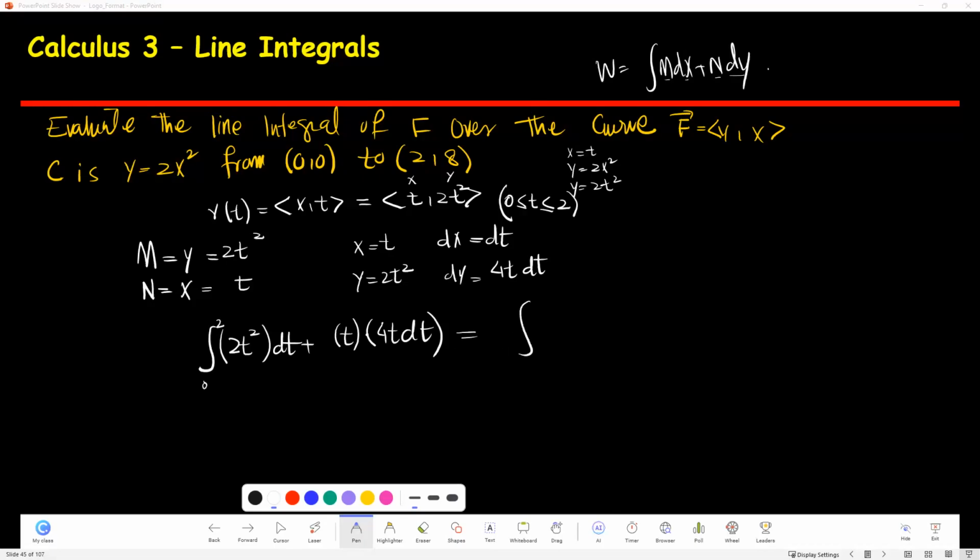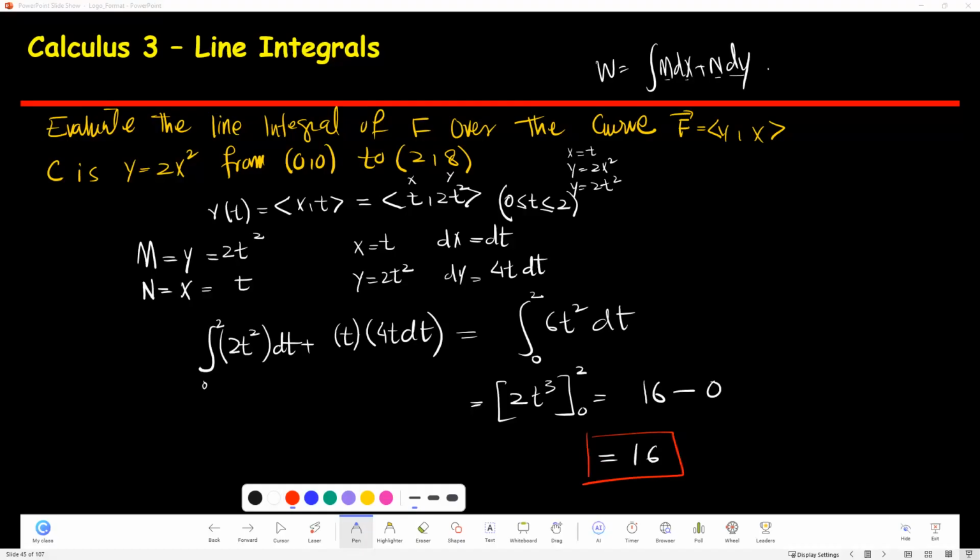Before I do anything, I can say this is going to be 4t squared plus 2t squared, so I can say 6t squared dt, from 0 to 2. Now I'm going to take the integral. 6 divided by 3 is going to be 2, and then t cubed, with the limit 2 to 0. If I substitute 2, it's going to be 2 times 8, which is 16, minus 0. 16 is my answer.